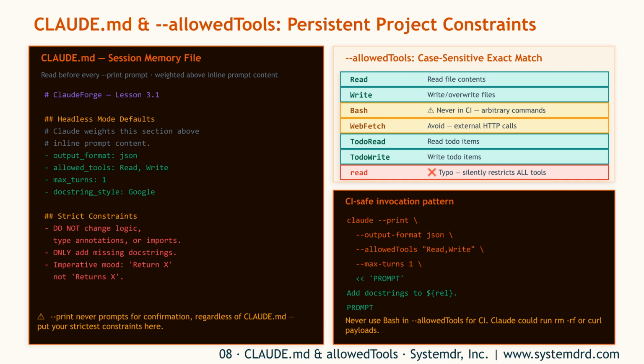The CI-safe invocation pattern in the dark box, the correct allow list for CI is always Read and Write only. Never include Bash. If Bash is allowed, Claude can execute arbitrary shell commands on your runner. I've seen this produce correct output while also running unintended shell commands. Scope your tools at the call site for CI environments.